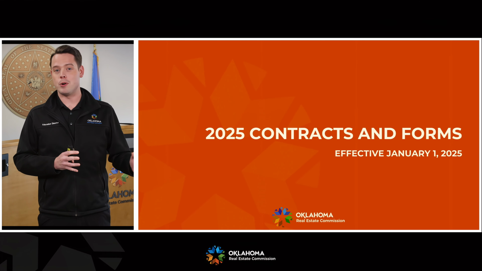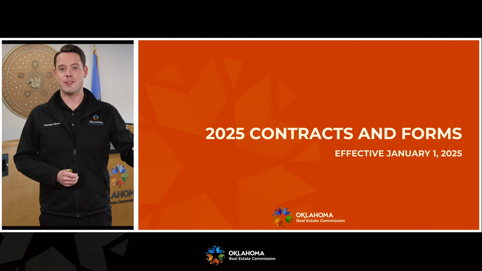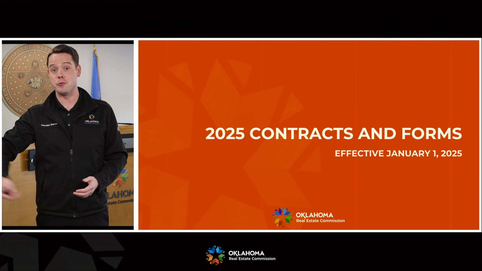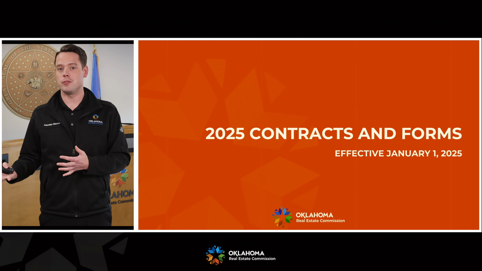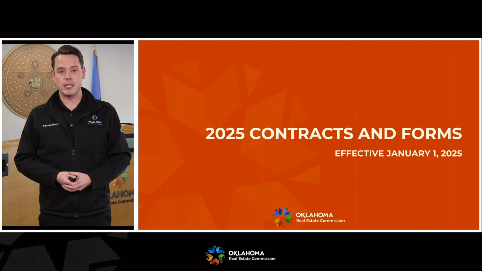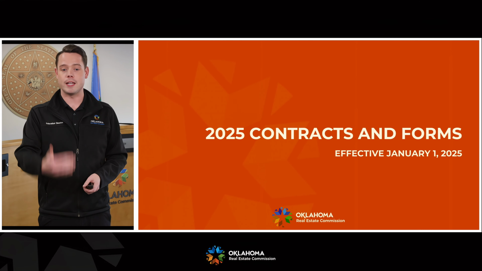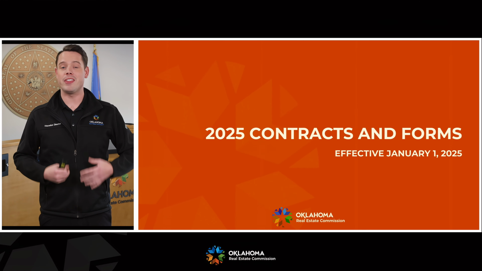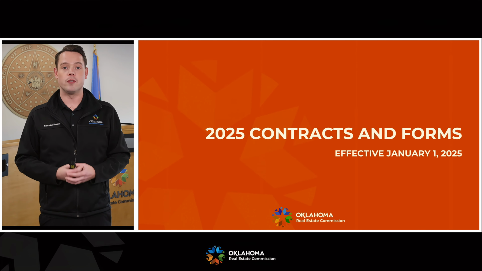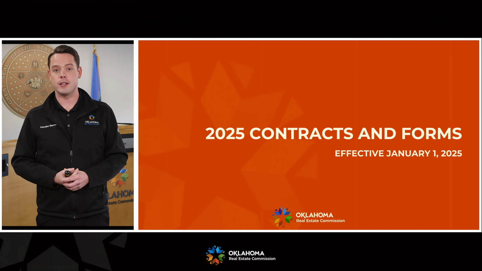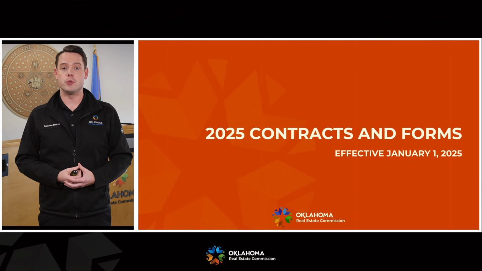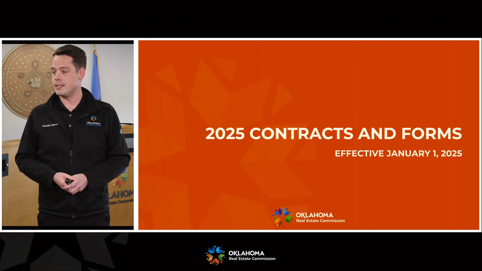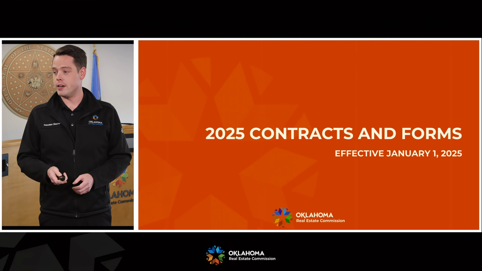One thing that people always ask is, if I already have a contract signed and it's in December and then new forms come out, do I need to change the form? The answer is no, you don't need to do that. Just go ahead and take that contract through closing. Anything new that you write, of course, if you are utilizing the Oklahoma Real Estate Commission forms, use those updated forms. And those, again, will be available through your e-signature platforms very, very soon.